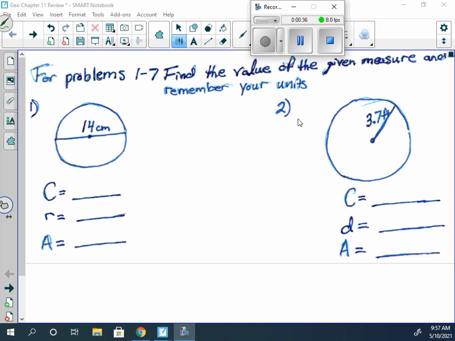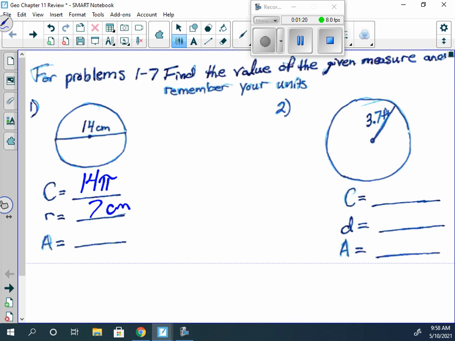So if we look at problem 1, since they gave us the diameter, the length all the way through from one side of the circle to the other and through the center, the radius would be 7. We could say 7 centimeters. Now the circumference is 2 pi r or pi d. Well, pi times the diameter would be 14 pi. Any questions on radius or circumference? Are we good with both of these here?